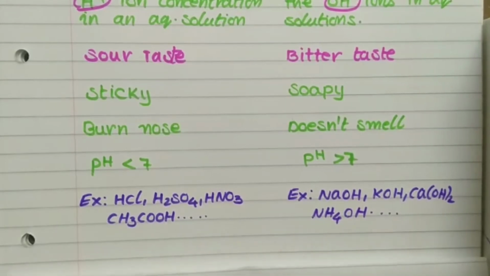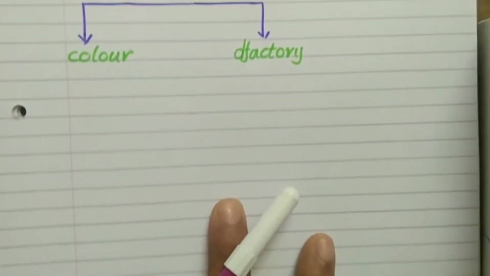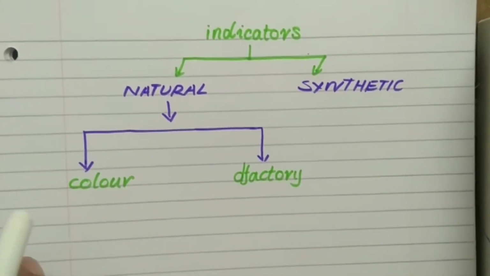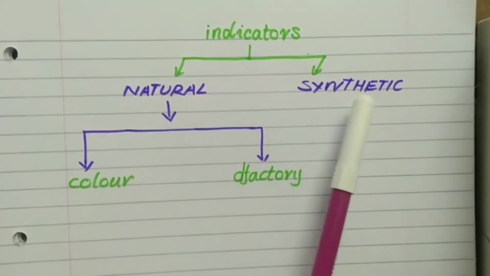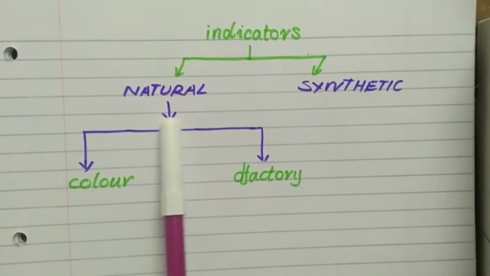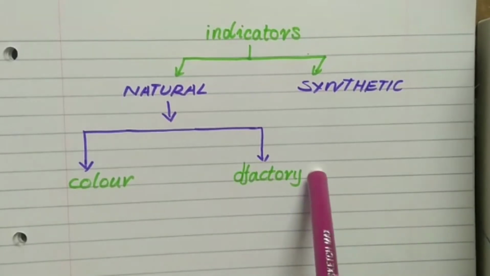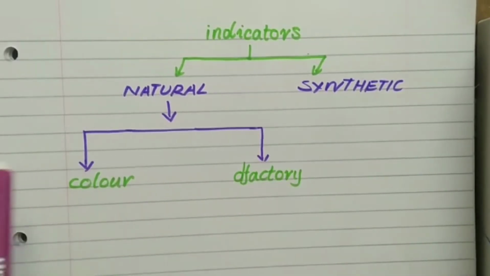So how do we identify these substances? Based on indicators. We have to use indicators to identify these substances. Indicators are mainly classified into two types: natural indicators and synthetic indicators. Natural indicators identify based on color and olfactory, that is, odor. If you identify substances based on odor, like smell, those indicators are called olfactory indicators.